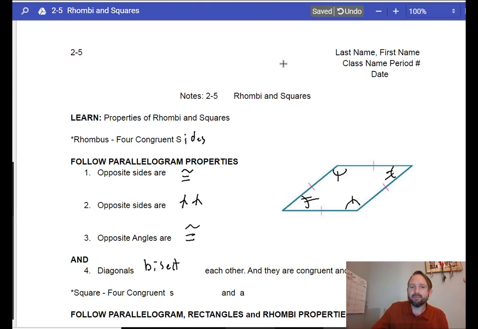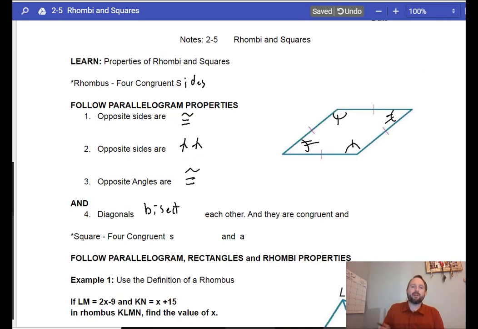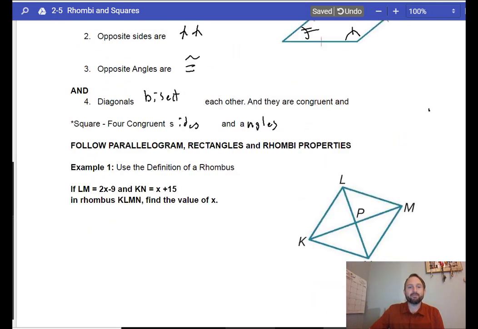Next up, square. We have 4 congruent sides and 4 congruent angles. So we have to follow the parallelogram, rectangle, and rhombus properties. So, example 1. Use the definition of a rhombus.